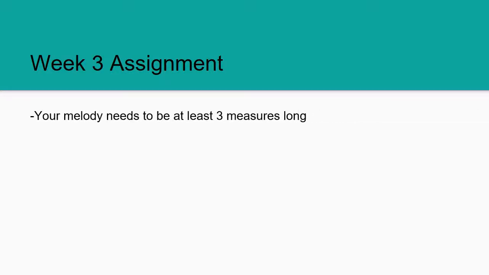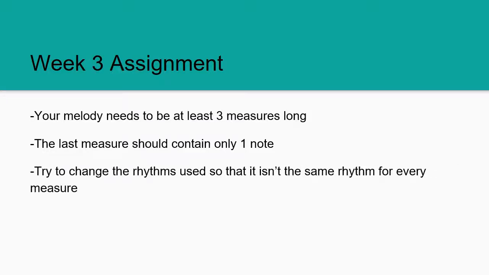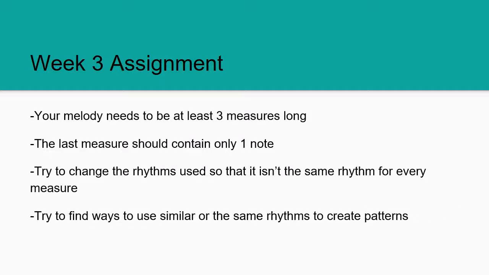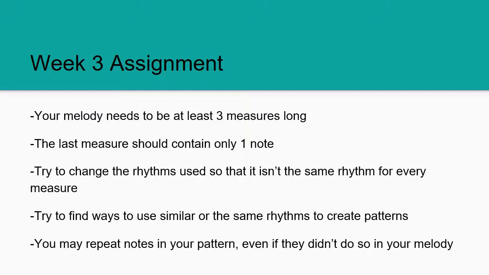So the first rule is that your melody needs to be at least 3 measures long when you've finished adding the rhythmic variety. The last measure should only contain 1 note, and you should try to change the rhythms so that they're not the same rhythm for every single measure. Also, try to find ways to use similar or the same exact rhythms in different spots to create patterns, like we've talked about in previous videos. And you may also repeat notes in your pattern even if it didn't do that in your melody.